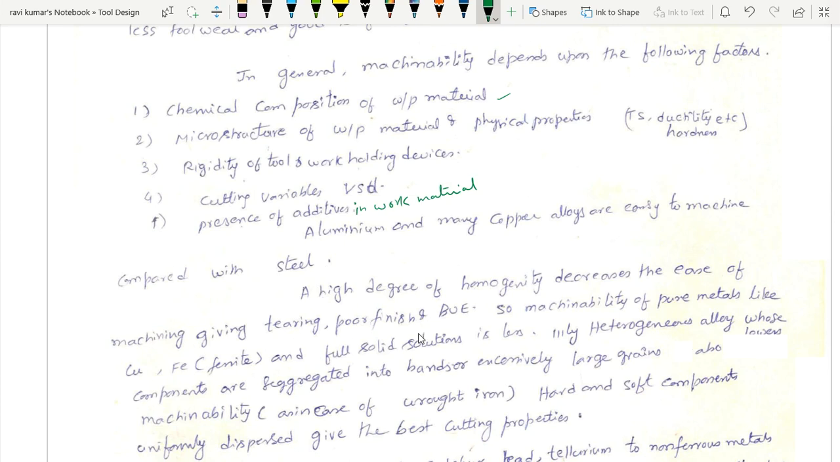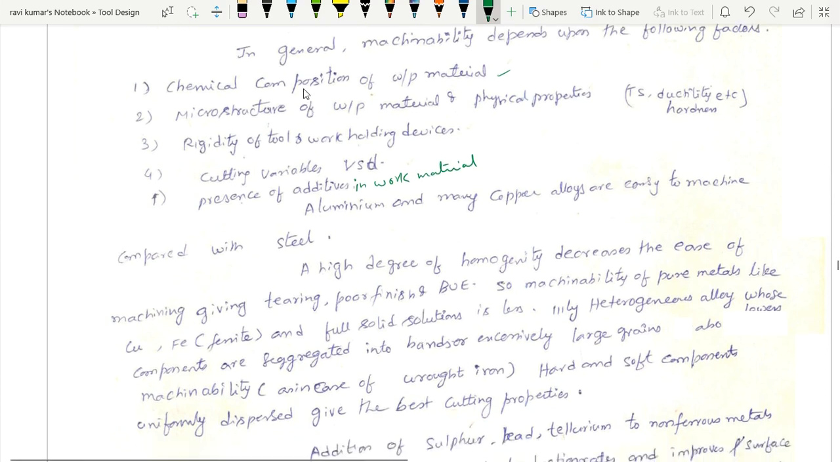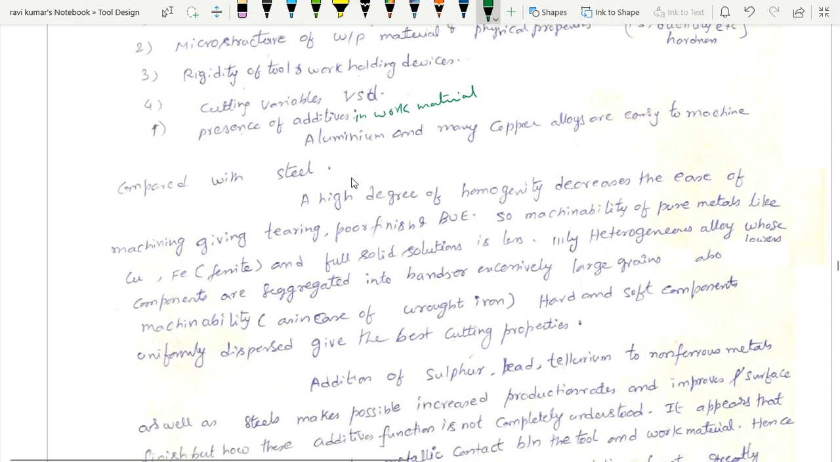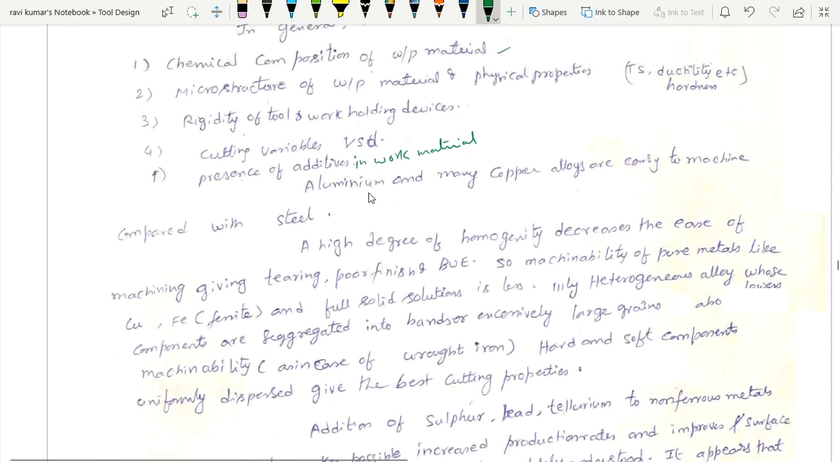So if we try to understand these points in a detailed manner, we may clearly tell that aluminum, copper, such type of materials which are having a particular composition, they are easy to machine compared with steel. Similarly, a high degree of homogeneity decreases the ease of machining, gives tearing, poor finish and built-up edge. So machinability of pure metals is less.